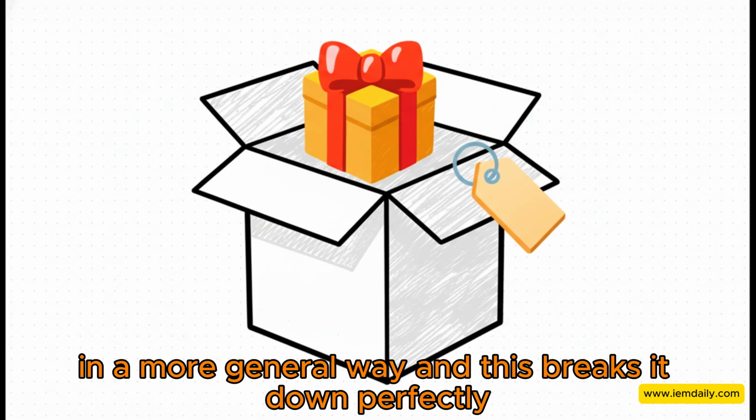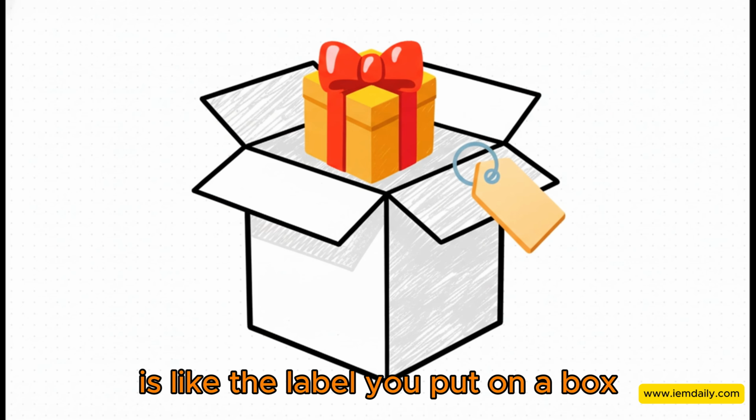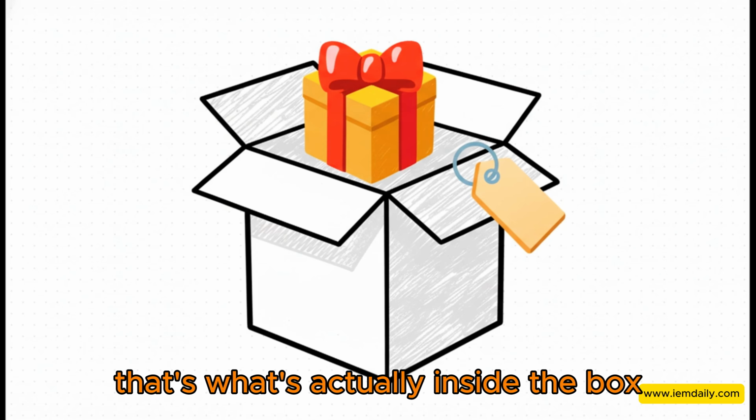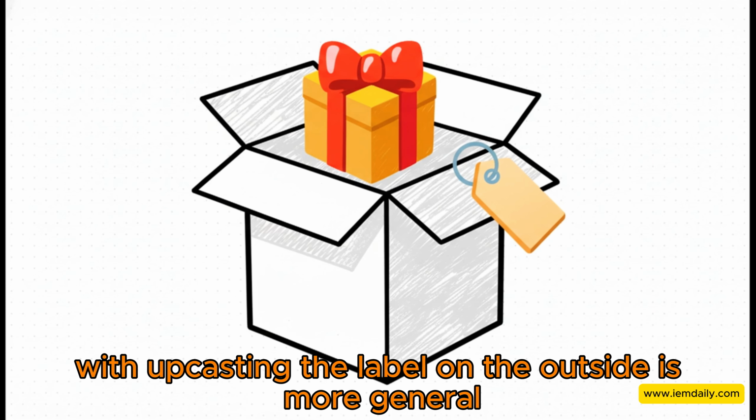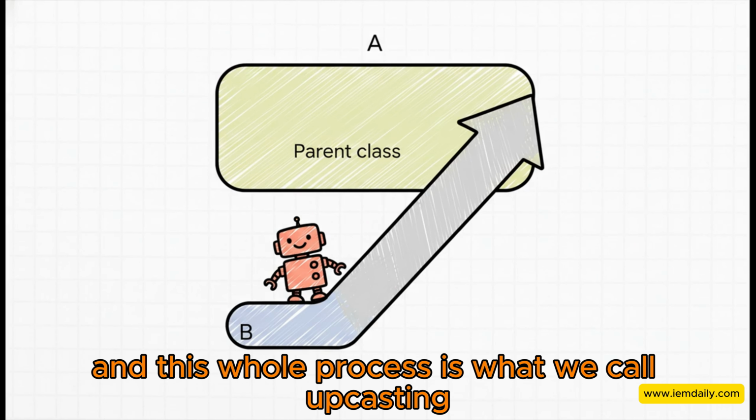And this breaks it down perfectly. The reference type, A, or Animal in our case, is like the label you put on a box. The object type, B, or Dog, that's what's actually inside the box. With upcasting, the label on the outside is more general than the specific item tucked away inside. And this whole process is what we call upcasting.